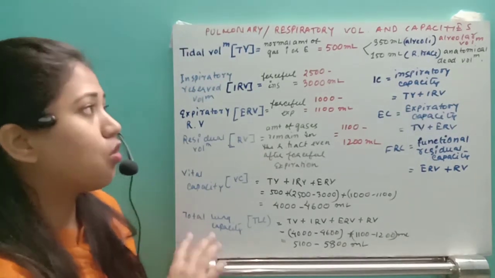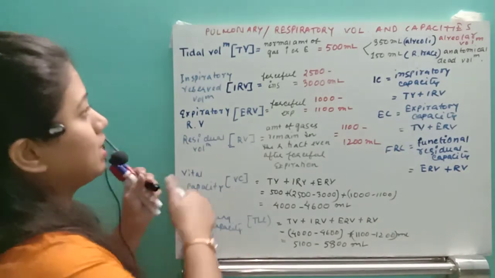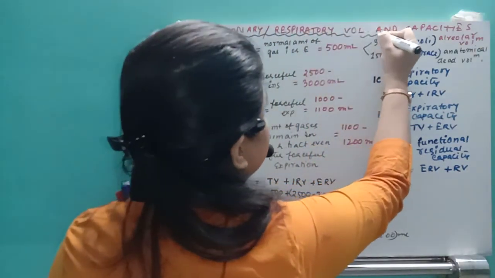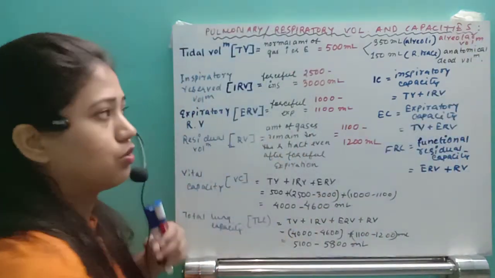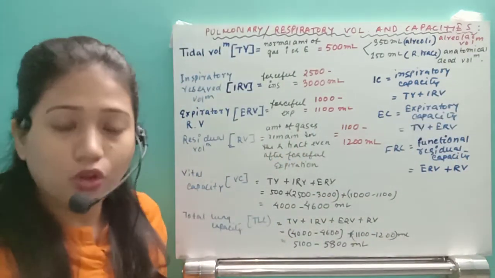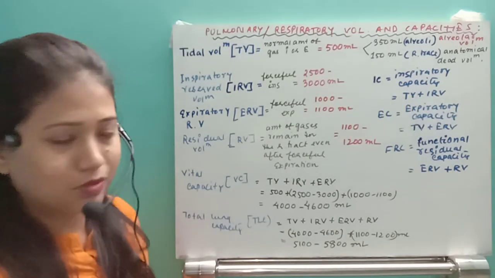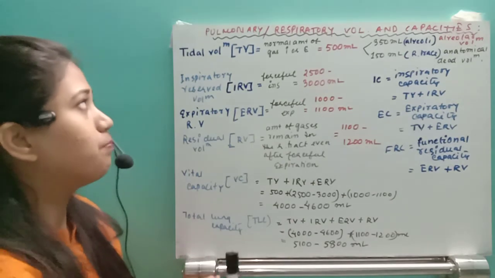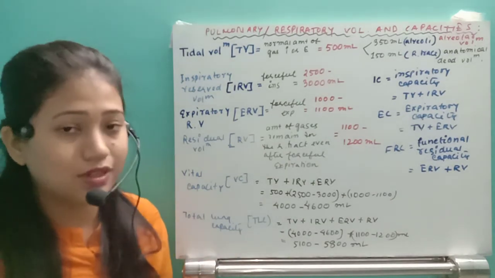So that is all about the different pulmonary or respiratory volumes you need to know, and from here questions are asked directly in examinations. So you have to remember all of it. There are different volumes and capacities, and these are just some numbers you have to remember and recall. So that's all about the different pulmonary or respiratory volumes and capacities. I hope you understand. Thank you.